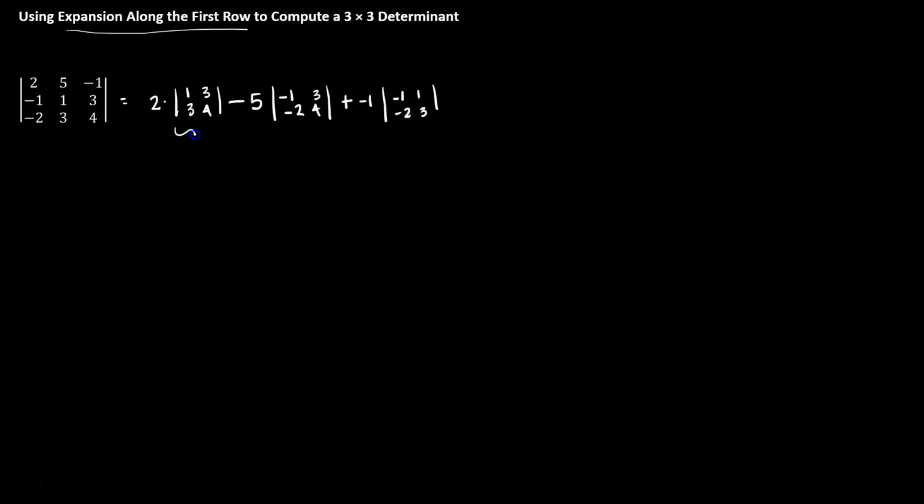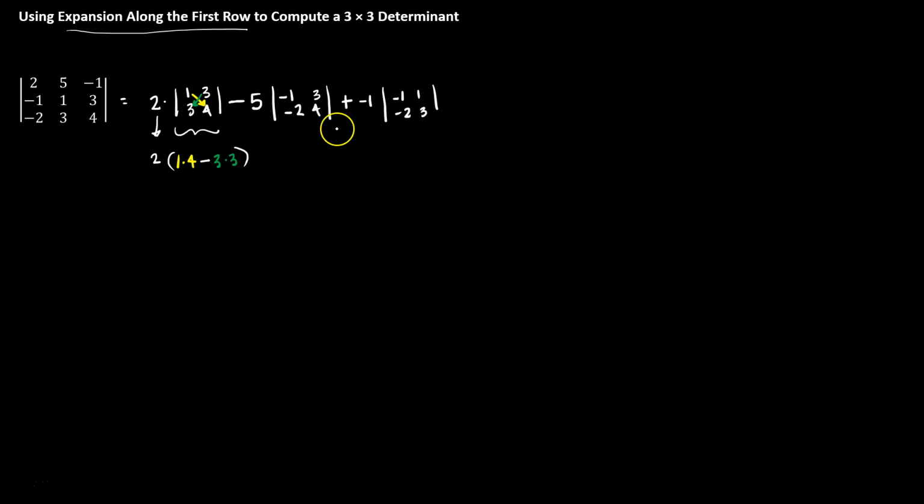So let's start with this first one here. I'm going to multiply down the diagonal starting from the top left to the bottom right. So that looks like 1 times 4. Then I'm going to multiply the opposite diagonal, top right to bottom left. That looks like 3 times 3. I add those products together. Just kidding, we subtract those products. And then I'm going to bring down the 2 that's multiplying out front.